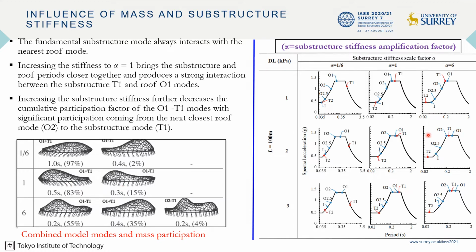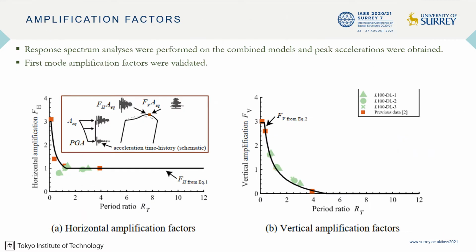When the substructure is even stiffer, the substructure mode becomes closer to the higher roof modes as well, and therefore the participation of the O1T1 slightly decreases because a significant participation then comes from the higher O2T1 mode interaction. We then performed response spectrum analysis and obtained amplification factors by dividing the peak roof response by the T1 mode's substructure response. We found that the amplification factors estimated were in agreement with the proposed amplification factors.